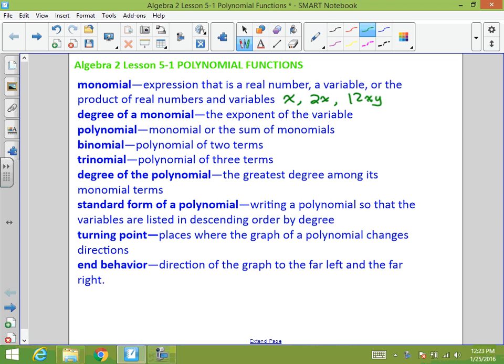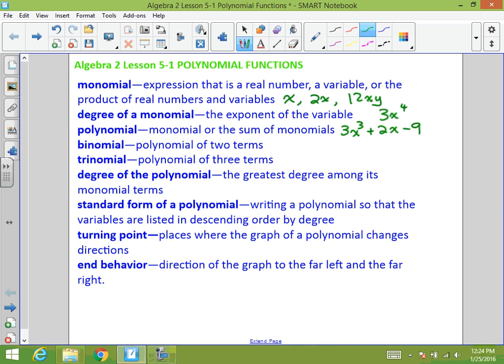For example, if I had 3x to the fourth, the degree of that monomial would be 4 because the variable has an exponent of 4. A polynomial is a monomial, or the sum of monomials. For example, 3x to the third plus 2x minus 9. That's a polynomial. It happens to be a polynomial of degree 3 because the largest exponent on any one variable is 3.